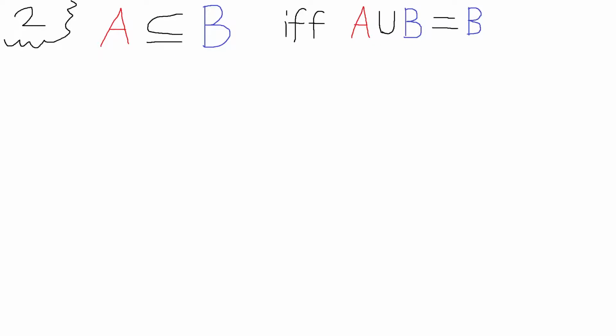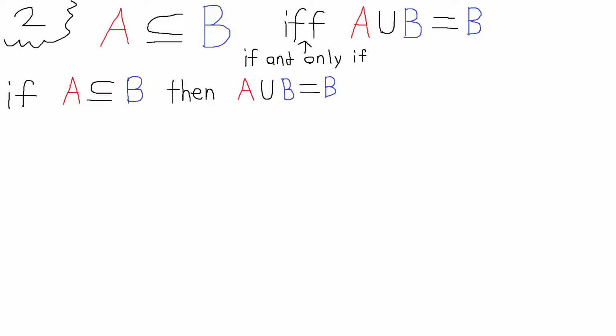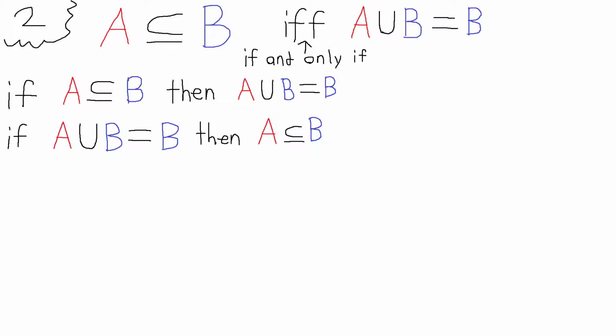A is a subset of B if and only if the union of A and B equals B. In math, we often abbreviate the phrase "if and only if" by writing IFF for short. To prove if and only if statements, we have to prove the statement in both directions. So we have to prove that if A is a subset of B, then the union of A and B equals B. And we also have to prove that if the union of A and B equals B, then this implies that A is a subset of B.